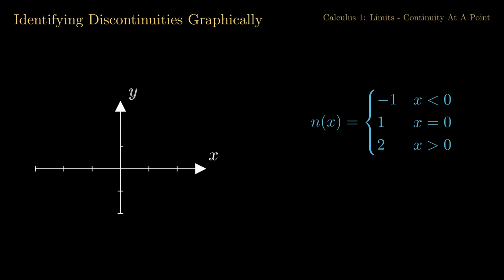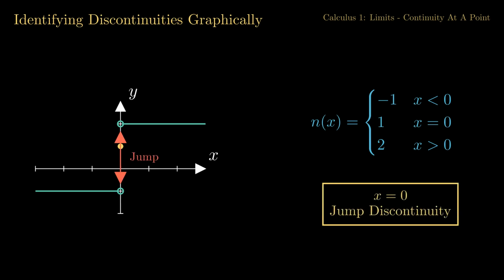Sketch the graph and identify the discontinuities. The sketch shows a jump from negative 1 to 1. Thus, we confirm a jump discontinuity at x equals 0.